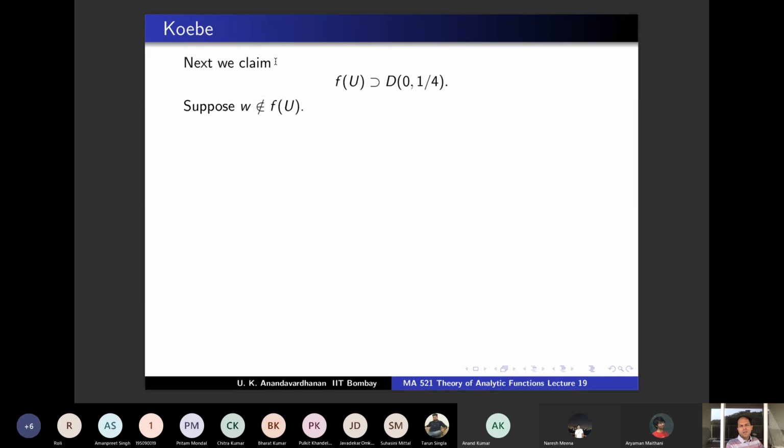So take something which is outside f of U. So choose w outside f of U. And you have to show that modulus of w is bigger than or equal to 1 by 4, which is what we will do. Easy proof. So consider this function h of z is f of z divided by 1 minus f of z by w. w is outside f of U. So this makes sense. No, the denominator is never 0.